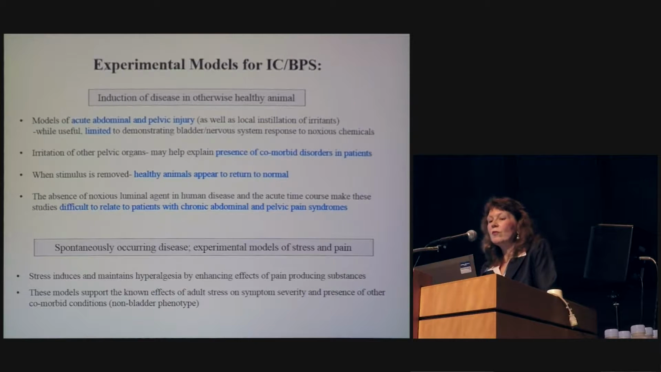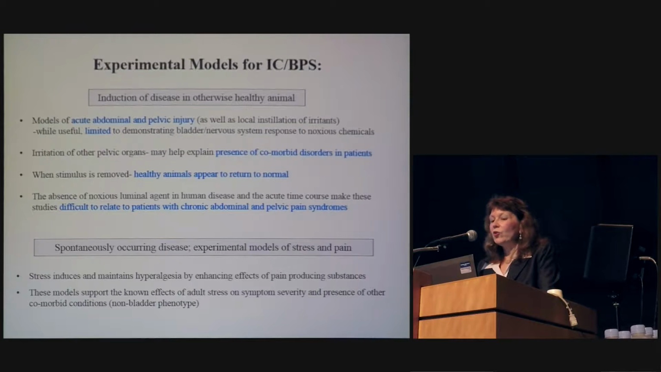So that being said, there are a number of animal models that are currently used, and we've used a number of these. Most of these are induction of a disease in an otherwise healthy animal. There are a number of models of acute abdominal and pelvic injury, as well as local instillation of a variety of types of irritants. Although these are incredibly useful for understanding underlying mechanisms and they're necessary, they're really limited to demonstrating bladder and nervous system response to a noxious chemical.